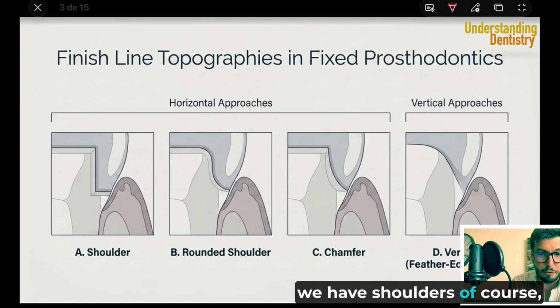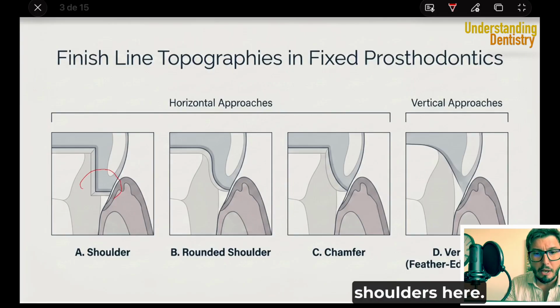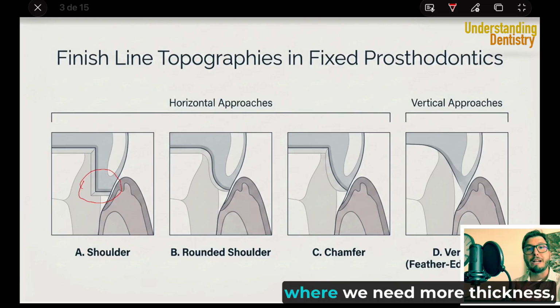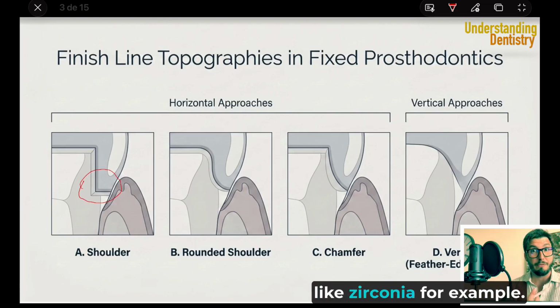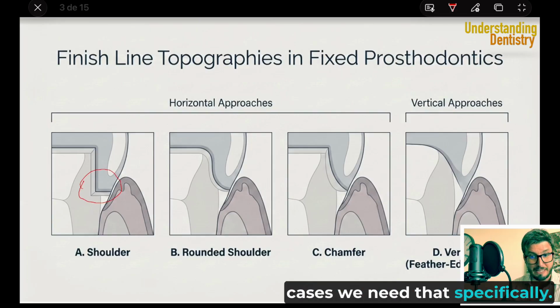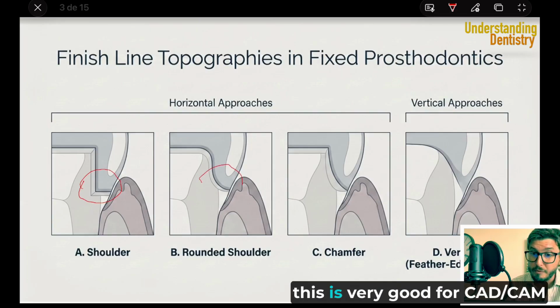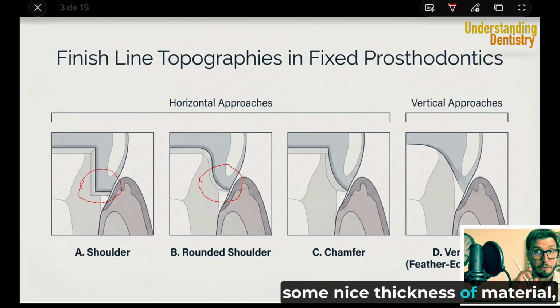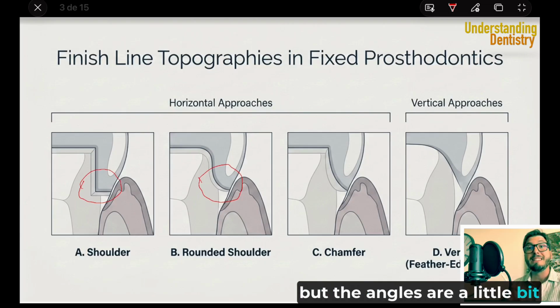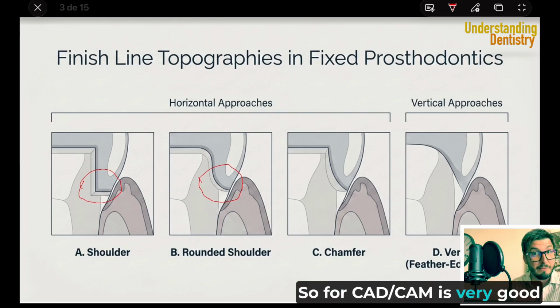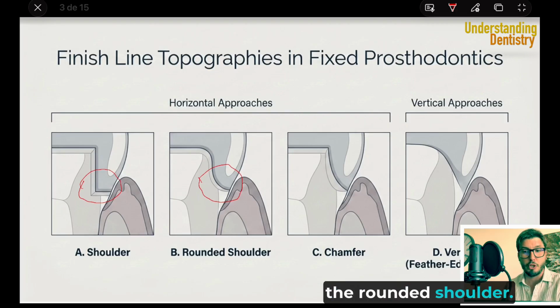We have shoulders, of course, and take a look at this. Shoulders: here you have more thickness of material, for those materials where we need more thickness, like zirconia, for example. So we are going to see in which cases we need that specifically. Rounded shoulder is very good for CAD/CAM because we still have some nice thickness of material, but the angles are a little bit easier to mill in your milling machine. Okay, so for CAD/CAM the rounded shoulder is very good.